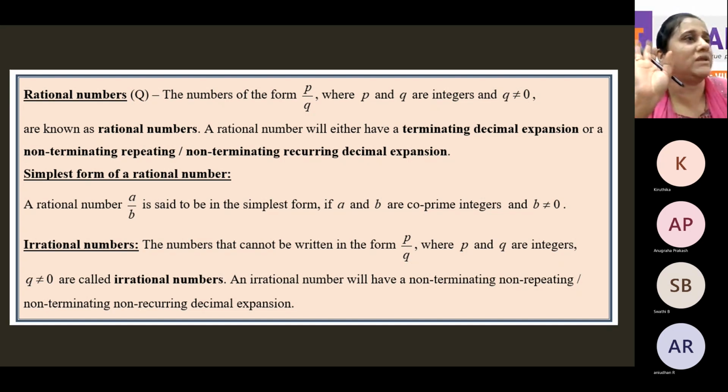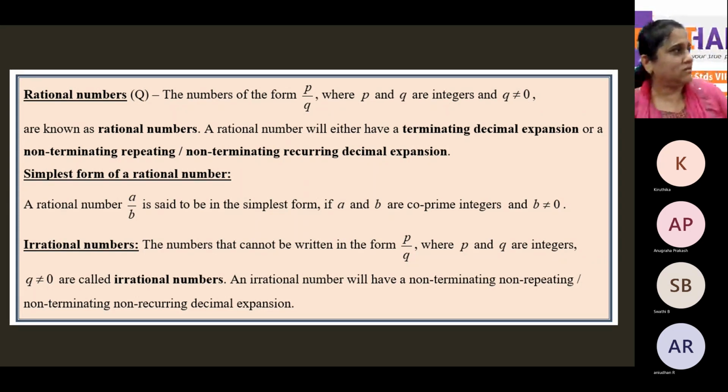The simplest way of remembering is integer by integer is a rational number. Any expression of the form P by Q, where P and Q are integers and the denominator Q is not equal to 0, is called a rational number.